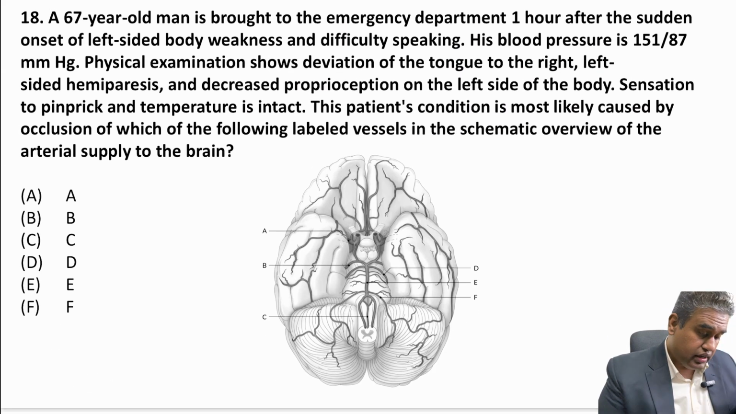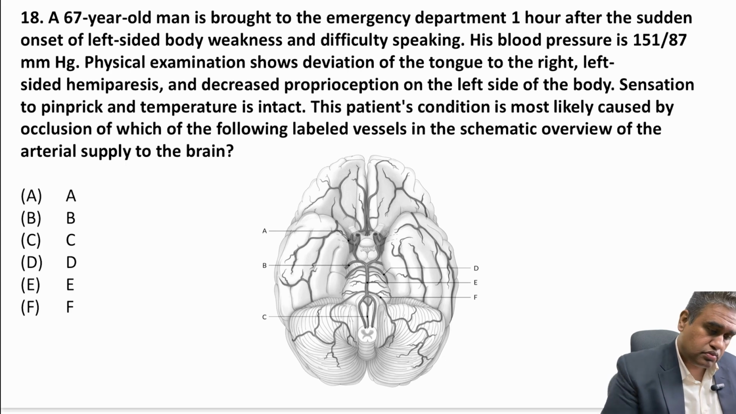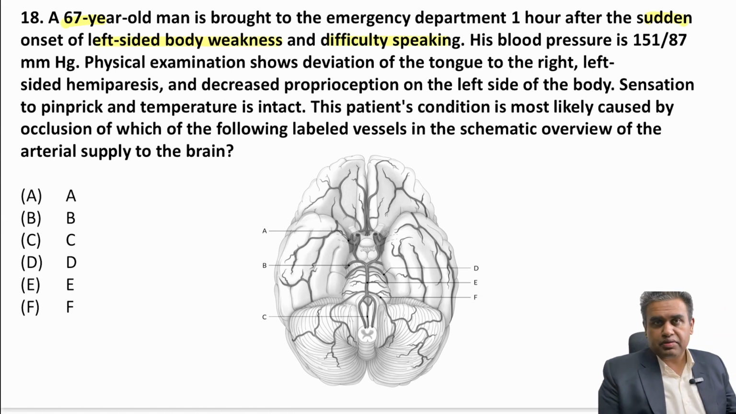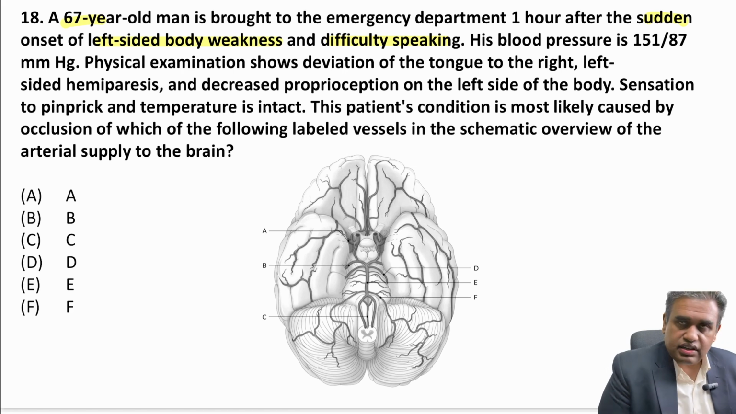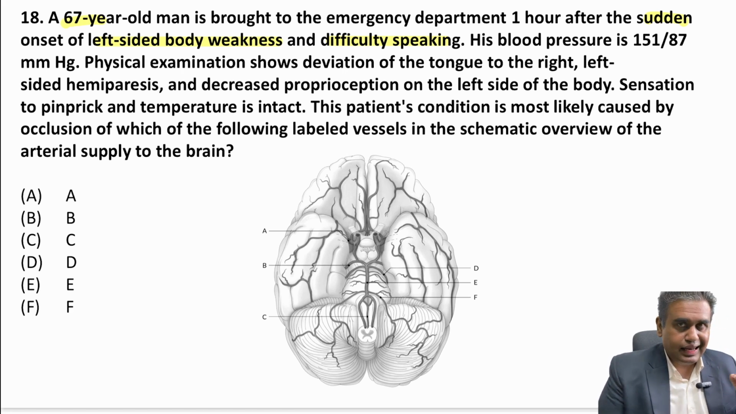A 67-year-old man is brought to the emergency department 1 hour after a sudden onset of left-sided body weakness and difficulty in speaking. So, 67-year-old, 1 hour history, left-sided body weakness. So in the brain, the problem should be on the right side. Understand this part, okay? And difficulty speaking. Now, speaking, we all know, is basically done by the muscles of the pharynx and larynx, all those.